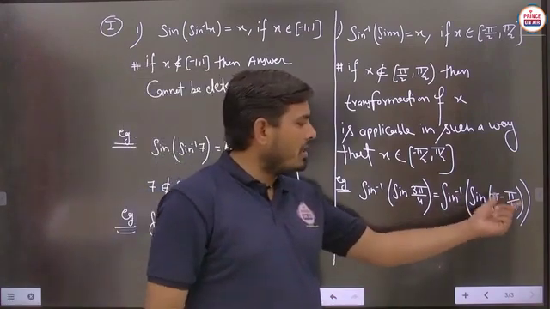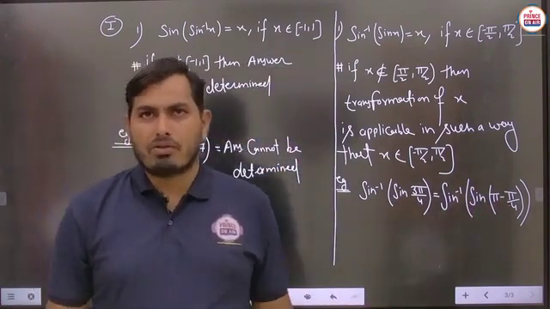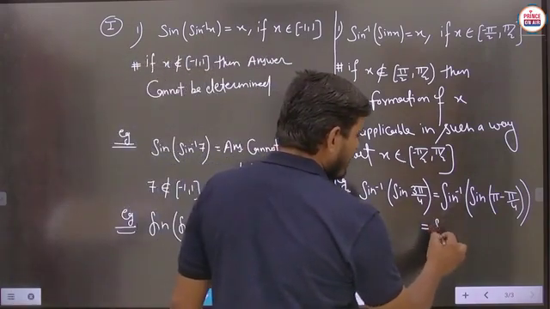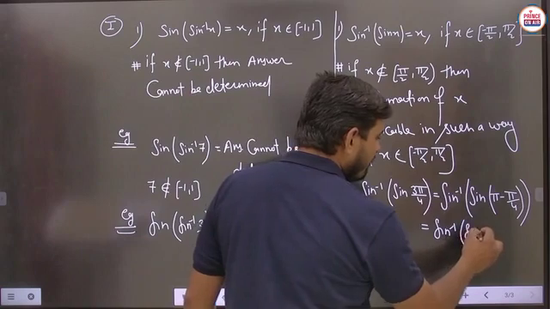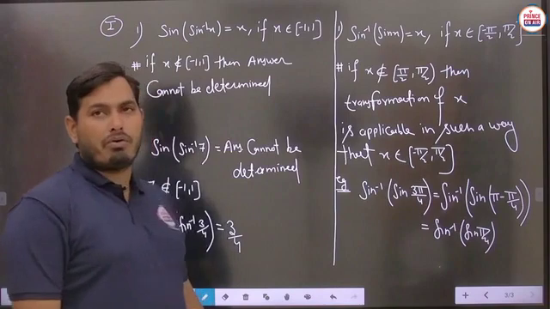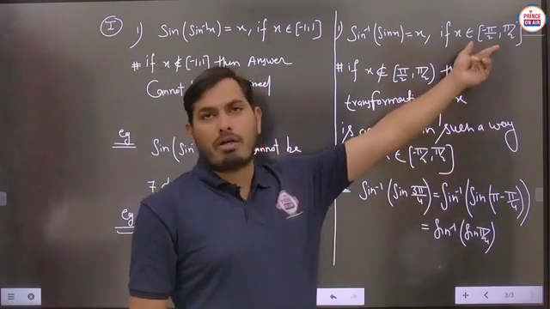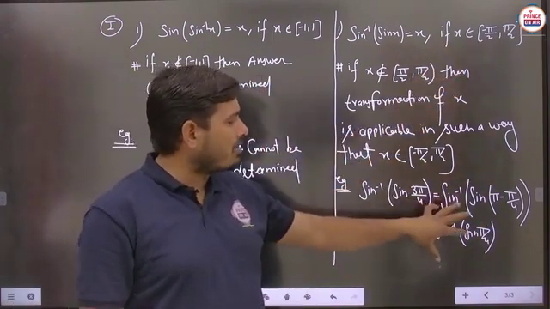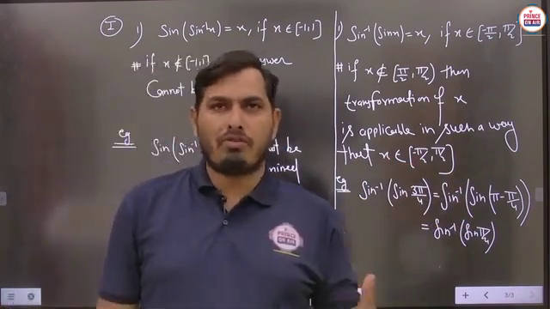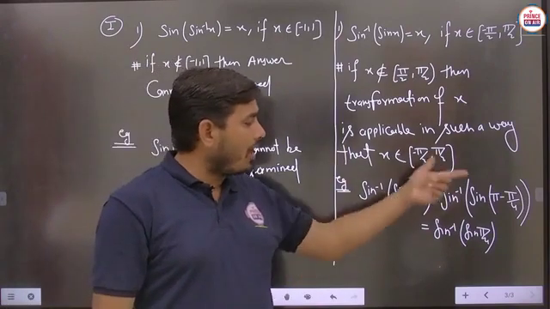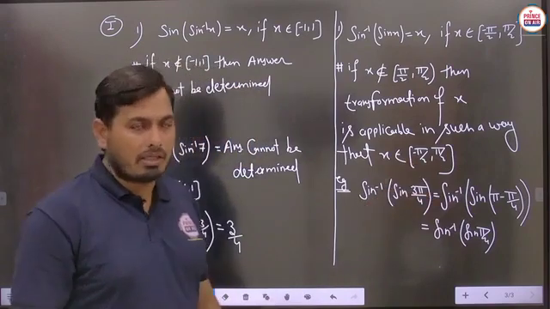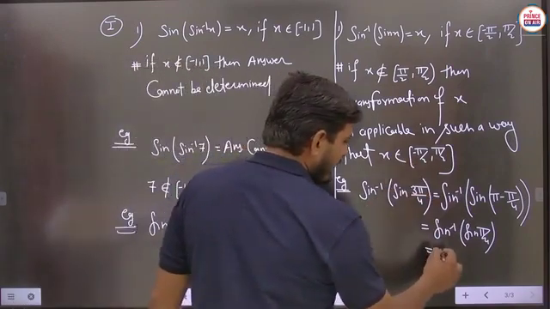Now you can say that sine of pi minus theta is again sine theta. So definitely you can say that sine inverse of sine pi by 4 will be there. Now you can check this particular x, pi by 4. Pi by 4 now belongs to this particular part. So we transform the x in such a way that this particular x belongs to minus pi by 2 to plus pi by 2, and you will get the answer as pi by 4 here.